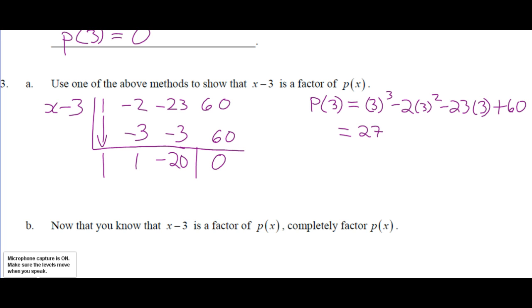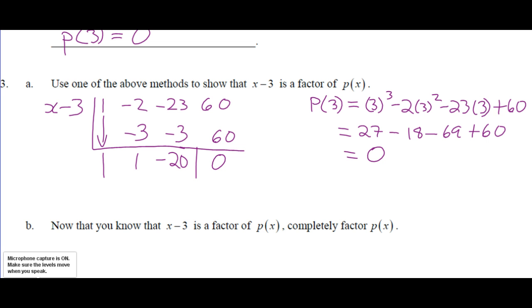So we get 27 minus 18 minus 69 plus 60, which is 87 minus 87, which is 0. Okay, so no big surprise there, right? It'd be surprising if it wasn't 0. So the factor theorem says we can divide by x minus 3, get a remainder of 0, or we can evaluate p of 3, get a remainder of 0. And basic factor theorem really says if the remainder is 0, then that's a factor.